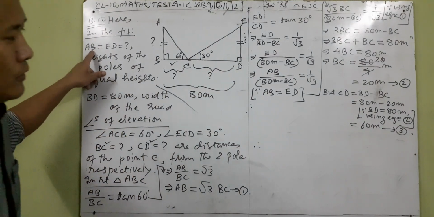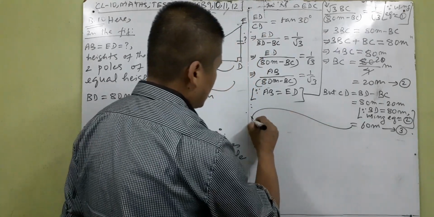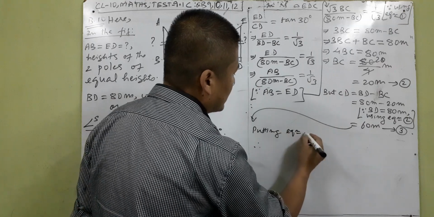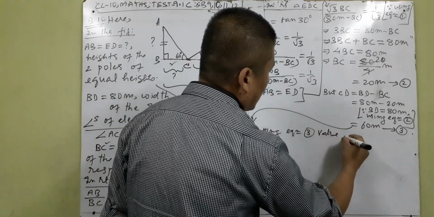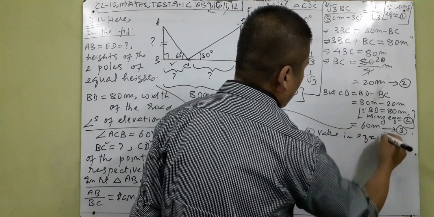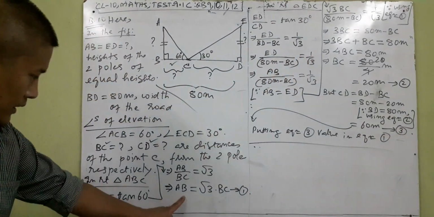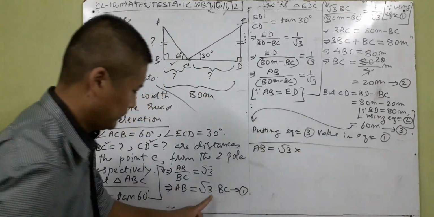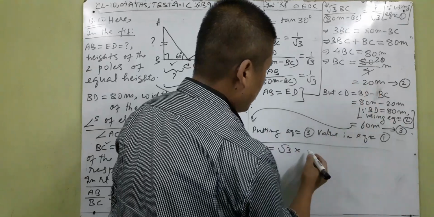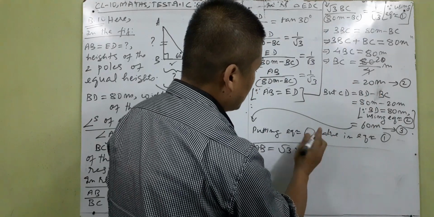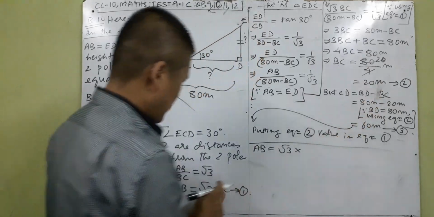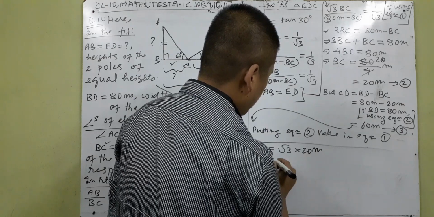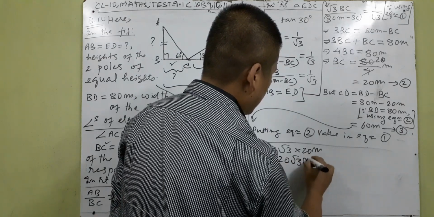What we need is the height of the pole. This is quite easy, so we can just continue. Now putting equation number 3 value, or whatever, in equation number 1, I think we will get AB. See here, AB equal to root 3 into BC, just now you got from equation number 2. Not 3 value, sorry, 2 value in equation number 1. Then BC is in 2, so that is 20 meter, which will be equal to 20 root 3 meter.